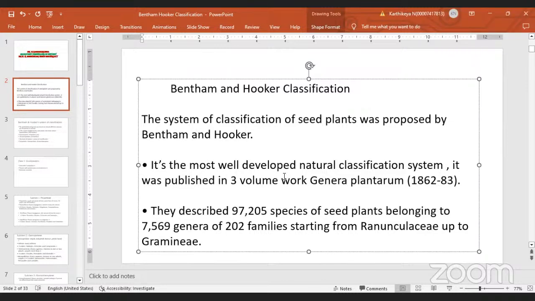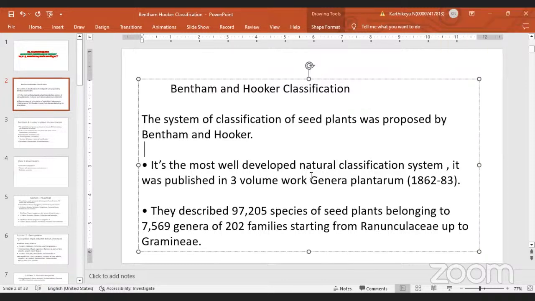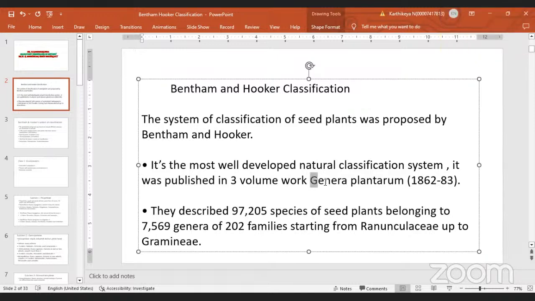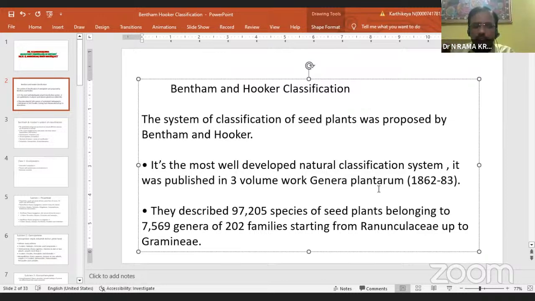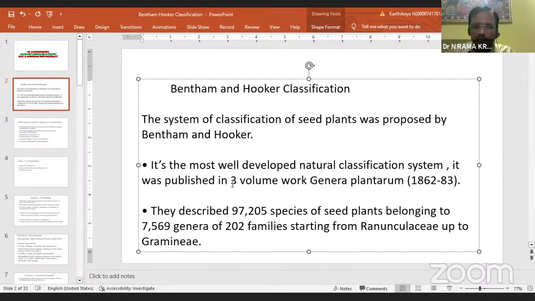Bentham and Hooker wrote one book. Which one is that? Read out this one. Genera plantarum. Very good. Genera plantarum. How many volumes are there? 3 volumes. 3 volumes are there.